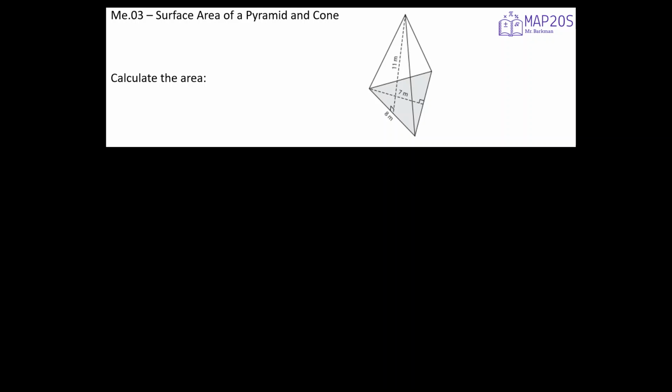Now, first of all, we have this triangle here, and you're going to notice that the base is often shaded in a different color. In this case, it's shaded gray, and the lateral area is not going to be shaded, it's just going to be white. Doesn't matter what pyramid we're dealing with, we're going to use this formula right here. Surface area is equal to the base area plus the lateral area.